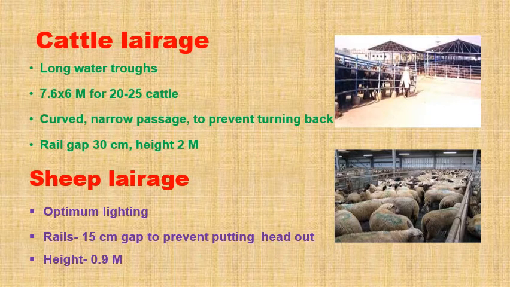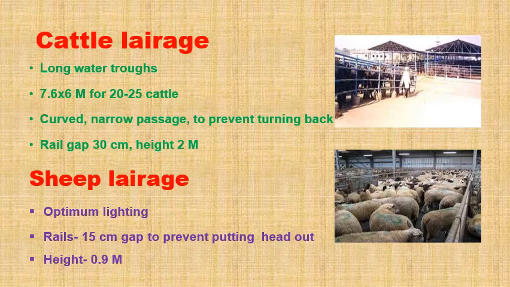Here I will specifically talk about the facilities required in cattle lairage and sheep lairage. You can see the diagrams also. In case of cattle lairage, it should have long water troughs for supply of water, and the size of 7.6 meters is suitable to hold about 20 to 25 cattle. The passage to the slaughter hall should be curved and narrow so that the animals cannot see back or go back. The gap between two rails should be about 30 centimeters and the height will be about 2 meters.